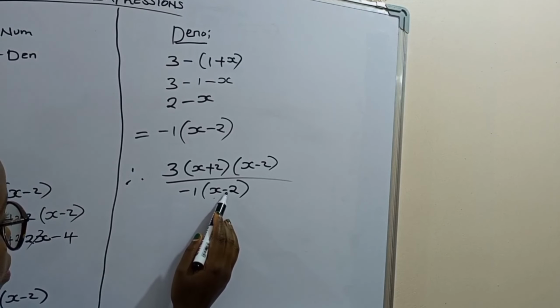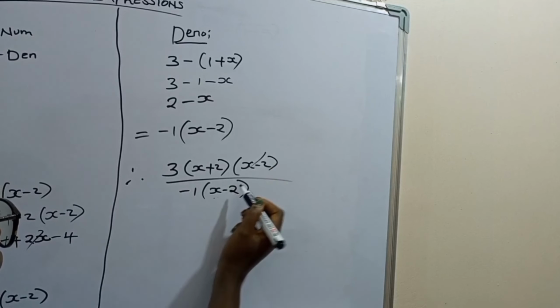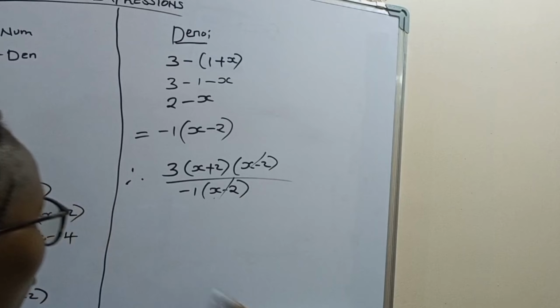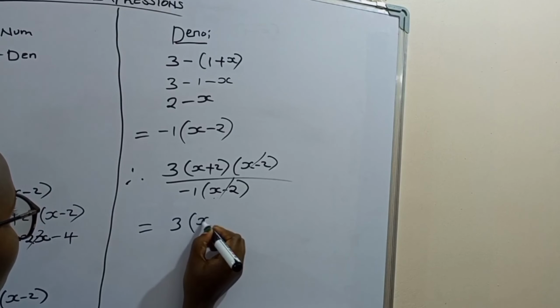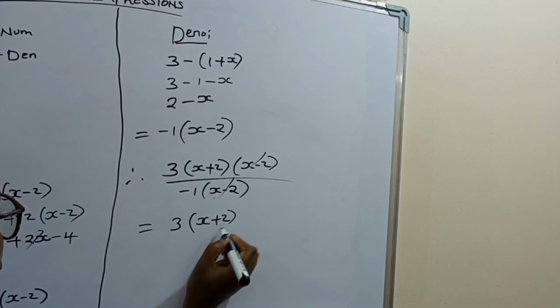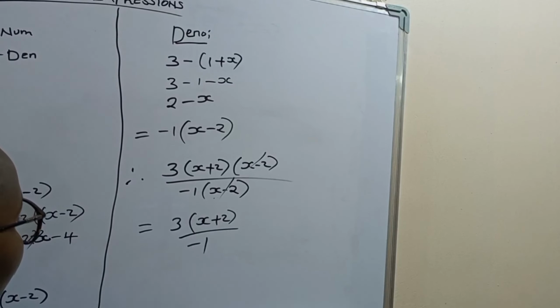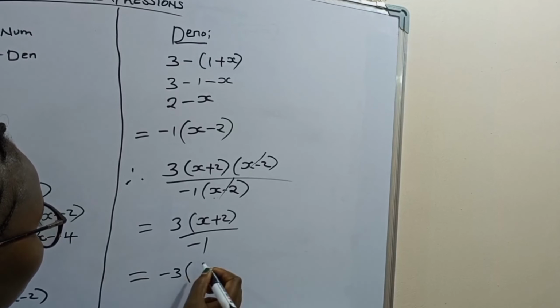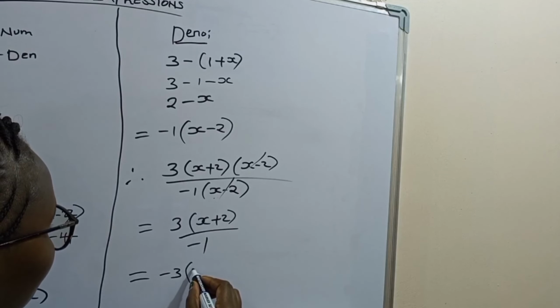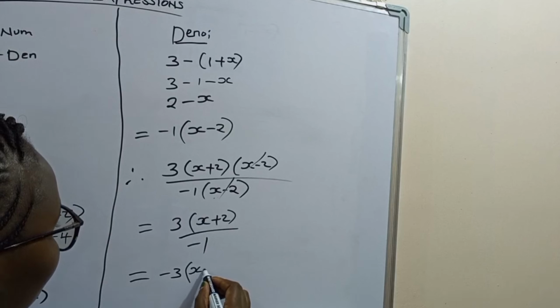So x minus 2 simplifies with x minus 2. So we get 3 into x plus 2 divided by negative 1. This is equivalent to negative 3 into x plus 2.